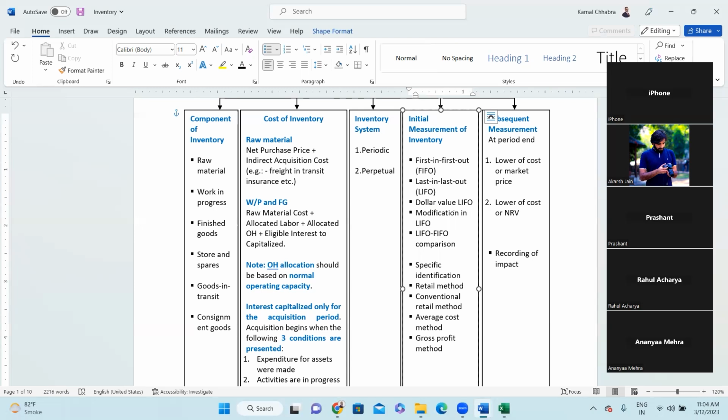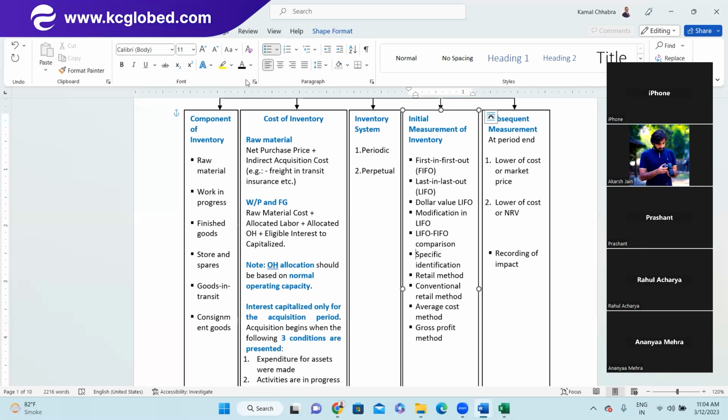Yeah, we'll be studying LIFO, FIFO comparison, and then we'll be studying specific identification method, retail method, conventional retail method, average cost method. I'm sure you might have studied average cost or weighted average cost method, and then gross profit method. So these all methods we'll be studying one by one in detail, but at a high level, specific identification method is used when you are building specific items, like some companies who are engaged in big turnkey projects, right?